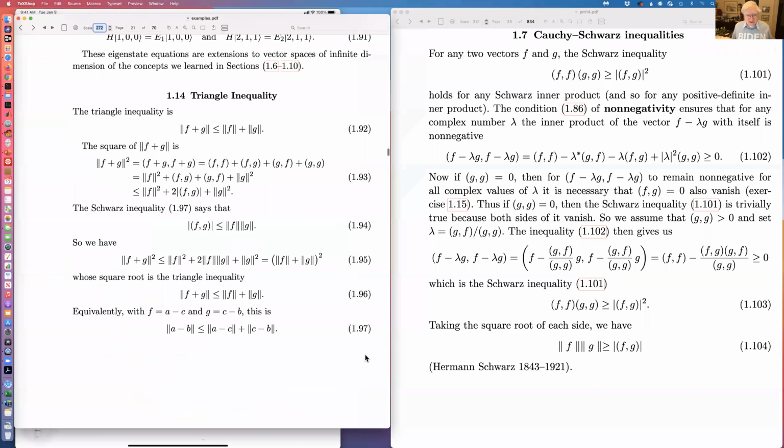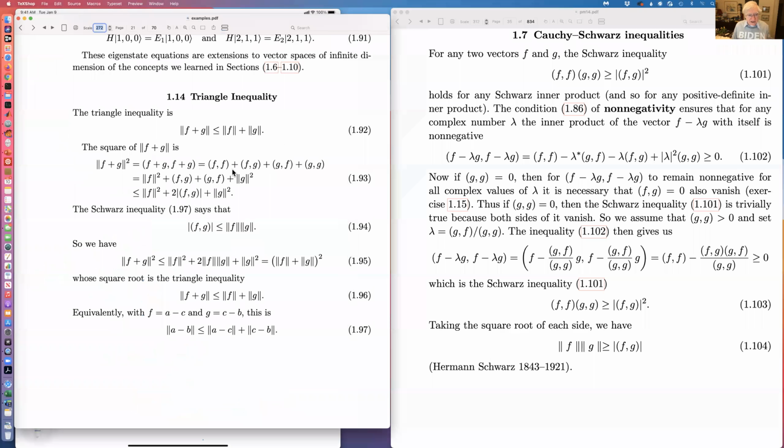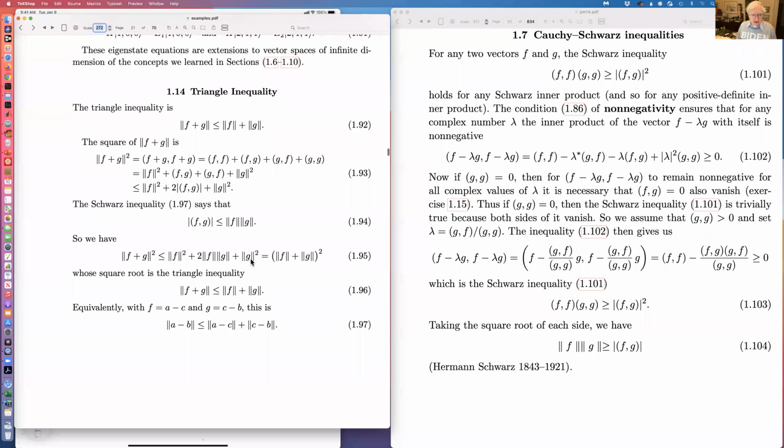But anyway, getting back to the proof of the triangle inequality, what you do is you apply the Schwartz inequality to this middle term. And then what you have is that the squared norm of F plus G is less than or equal to the norm of F squared plus the norm of G squared, plus twice the product of the norm of F times the norm of G. But that, of course, is just the norm of F plus the norm of G, squared. Now you take the square root of both sides and you get the triangle inequality.